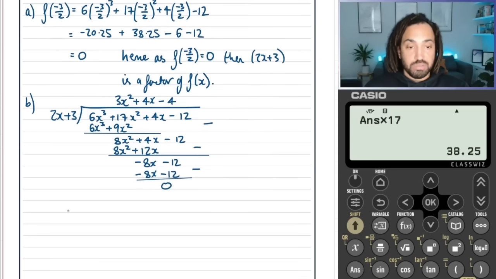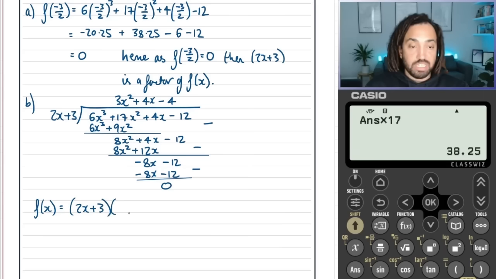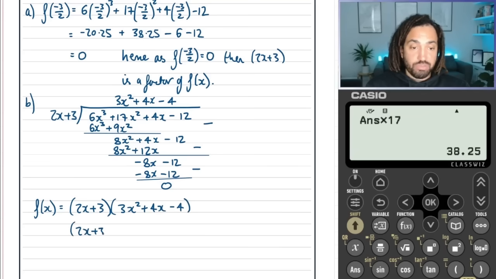Okay, great. So now we can say that f of x is equal to this original factor multiplied by what we got when we divided. So 3x squared, and then we had plus 4x, and then minus 4. And then we can split that into 3 linear factors by factorizing this quadratic.